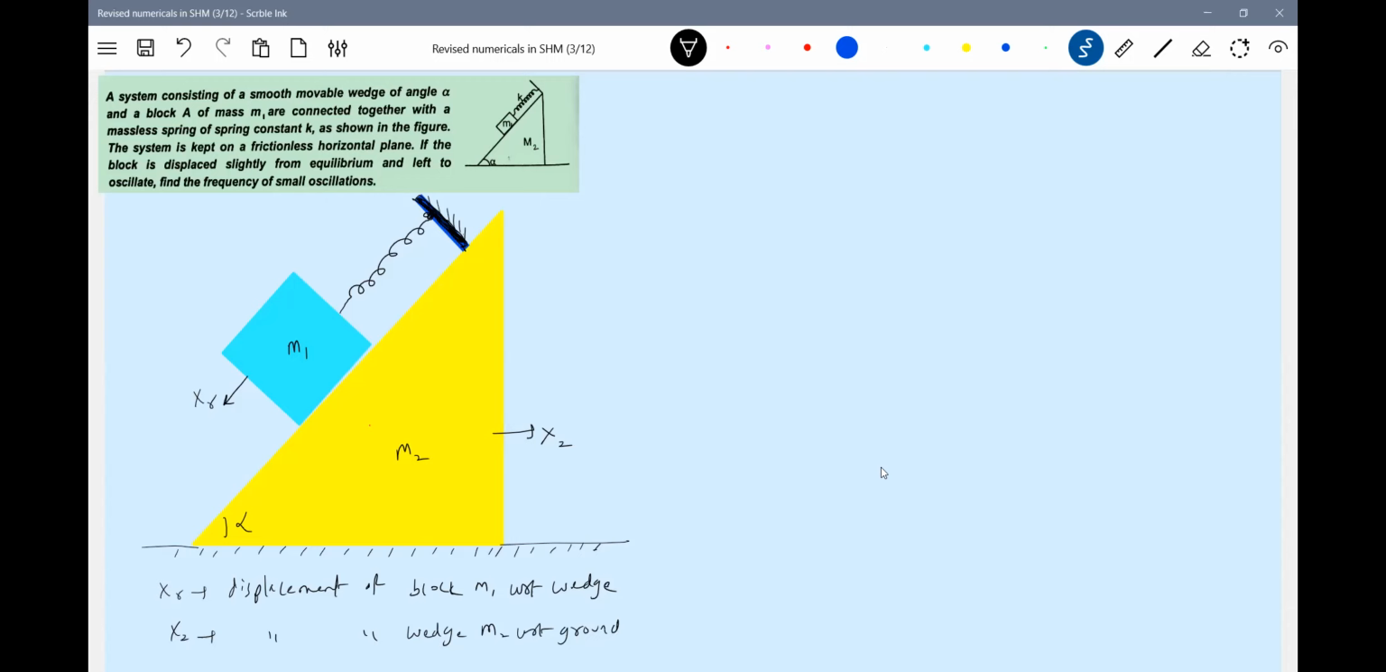Let's go for conservation of mechanical energy. Initially, what is the state of this? There will be some spring force acting. The kx0 will balance m1g sin theta. Okay, agreed. This will be the initial spring force.